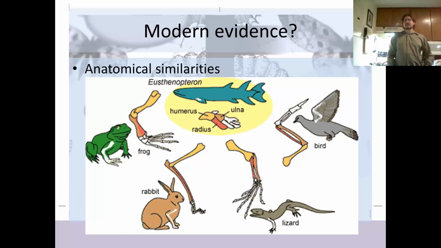So these are anatomical similarities that are pretty hard to deny, that at some point birds and lizards shared common ancestry, that they evolved from a common ancestor. Otherwise, why would they have such a similar setup to their bones?